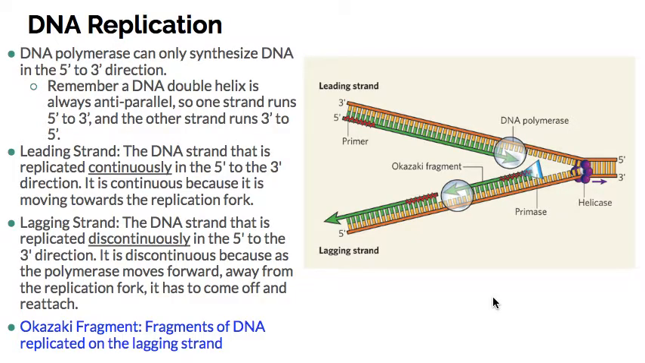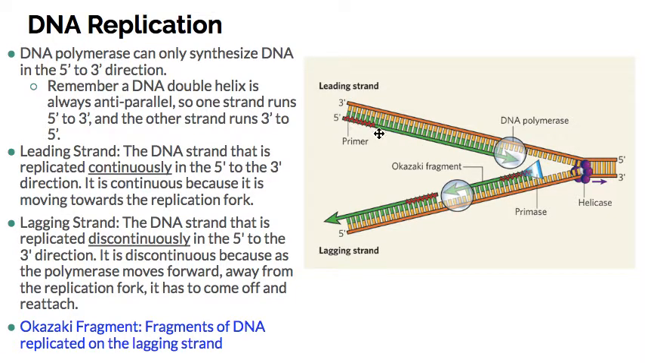Now getting into a little bit more detail. DNA polymerase, shown in this diagram as this white clear circle, can only synthesize DNA in the 5 to 3 direction. So we can see that polymerase moving this way, 5 to 3. Remember, because DNA is a double helix, it's always anti-parallel. So one strand's going to run 5 to 3, the other one's going to run 3 to 5. So we call these two strands two different things: a leading strand and a lagging strand.